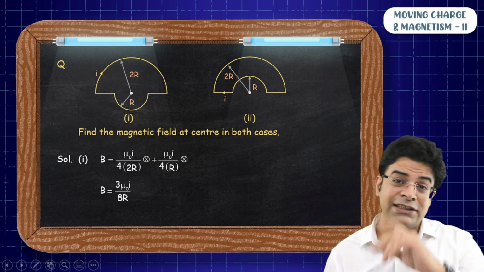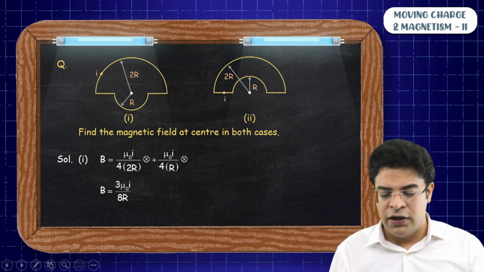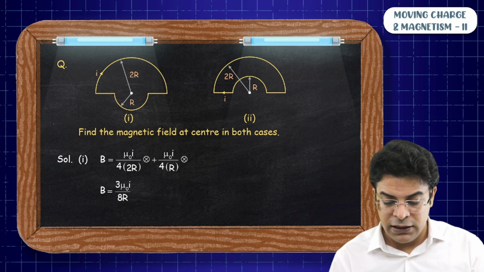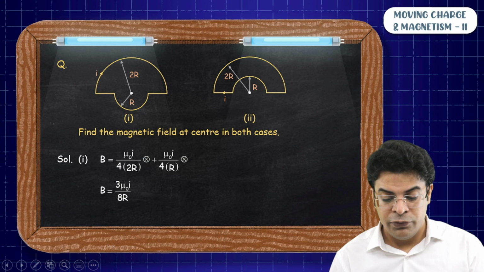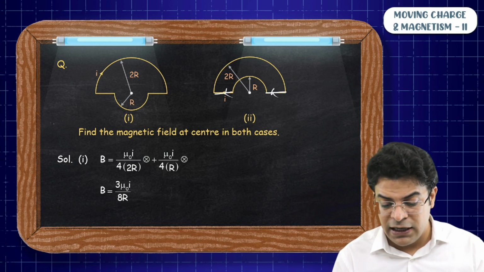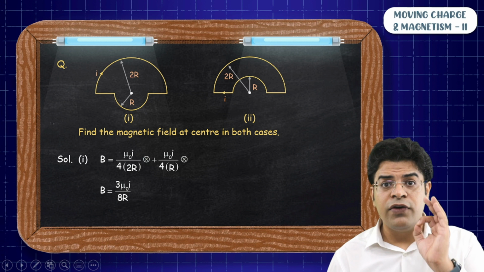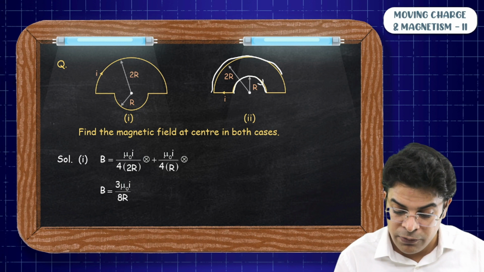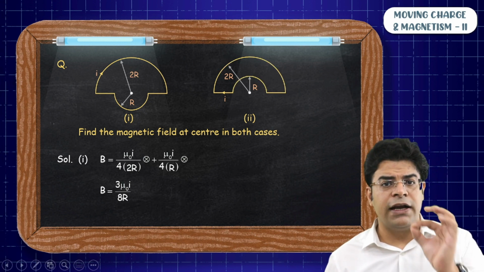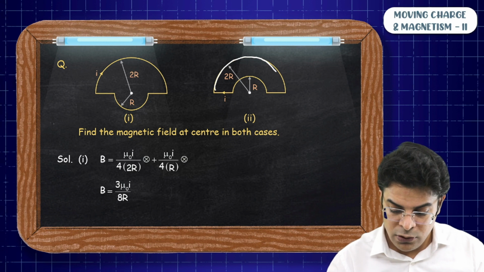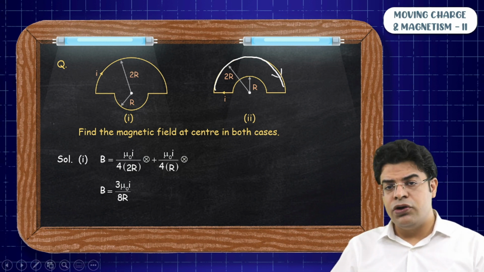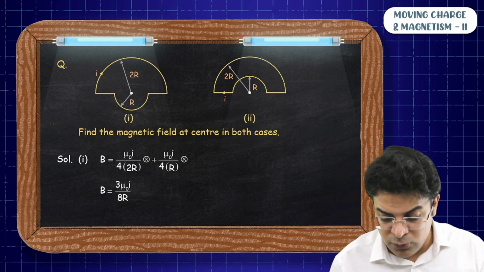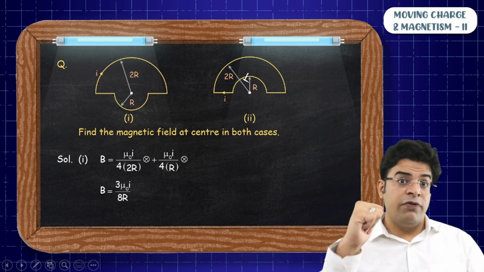Now let's think of the second case. Again, you can break down this whole figure into 4 parts. The first part, the bigger semicircle. Second part, this straight line. Third part, this semicircle. Fourth part, this straight line. Due to the two straight lines, the magnetic field at center will be zero. So magnetic field at center will be present due to this smaller semicircle and due to the bigger semicircle. We need to understand the direction of current in the bigger semicircle. It will be going clockwise. So due to the bigger semicircle, the direction of magnetic field at center will be inward, while due to the smaller semicircle, the direction of magnetic field will be outward.